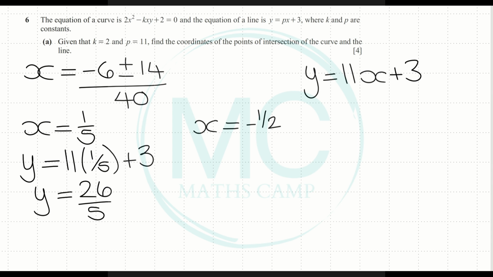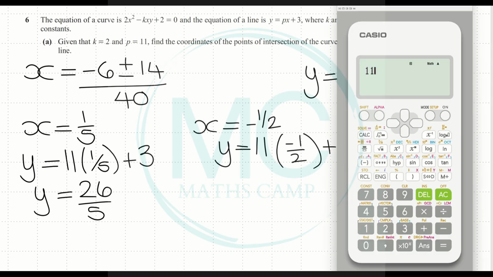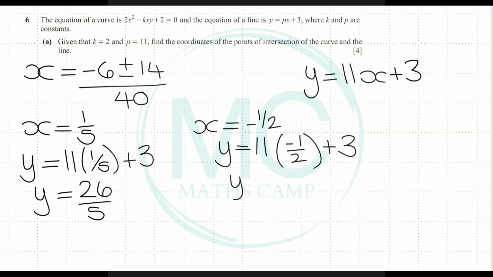Now we need to find y when x is negative 1 over 2. So we can say y is equal to 11, open our bracket, negative 1 over 2, close the bracket, plus 3. Now you can take your calculator. We say 11, open a bracket, negative 1 over 2, close the bracket, plus 3 is equal to negative 5 over 2. So when x is negative 1 over 2, y will be negative 5 over 2. And we have now found the x and y coordinates for the points of intersection.